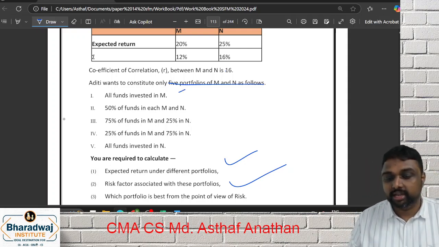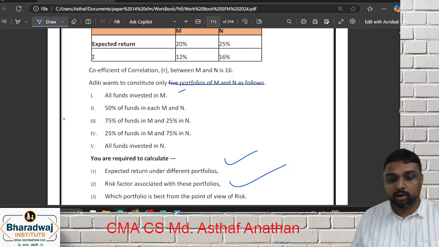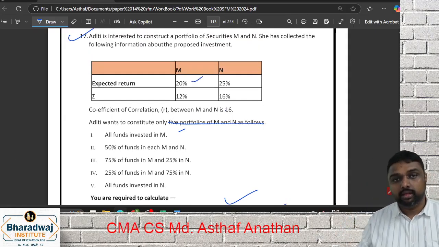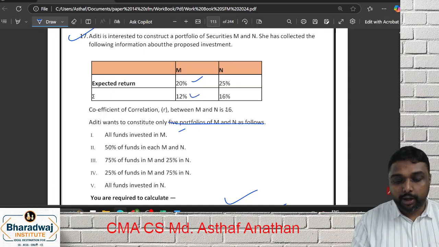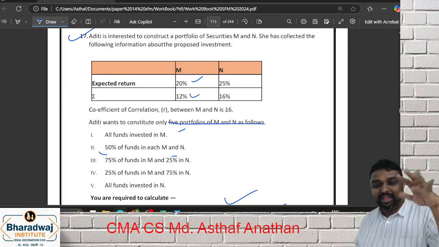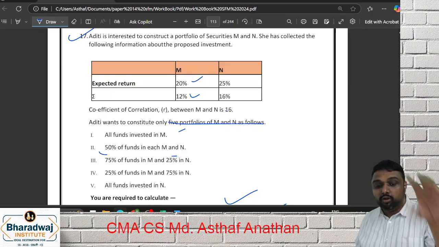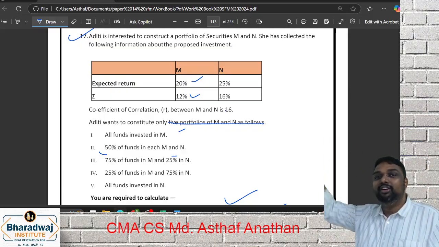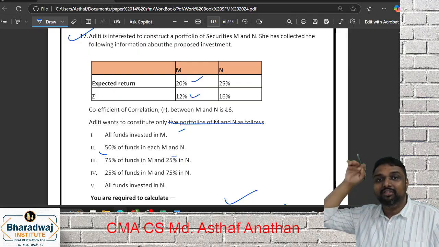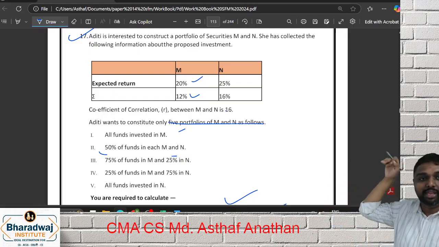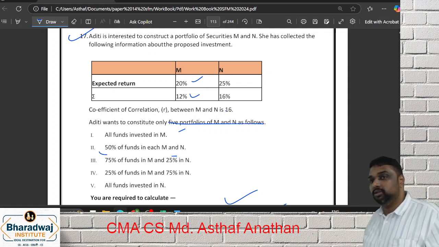So all funds in M, no problem. What is M's return? 20. What is M's risk? Now 50-50. So for 50-50, how do you find it? 20 into 0.5 plus 25 into 0.5. For risk, you have to approach our main formula: root of (weight of A into standard deviation of A) whole square plus (weight of B into standard deviation of B) square. I think you have that.